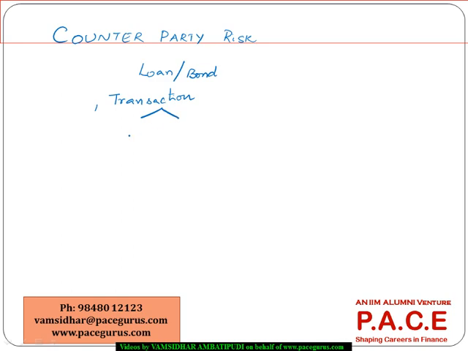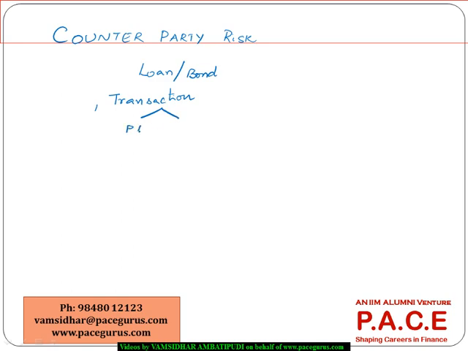Now, the next important risk that we are looking at in this context is counterparty risk. This is also a special form of credit risk wherein we don't look at a traditional loan or a bond. It is more at the transaction layer. And in this transaction, probably there is a risk to both the parties.